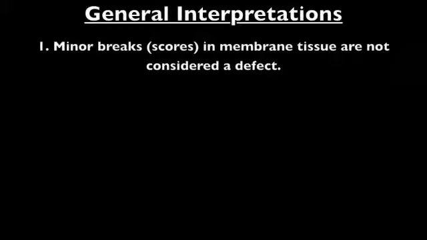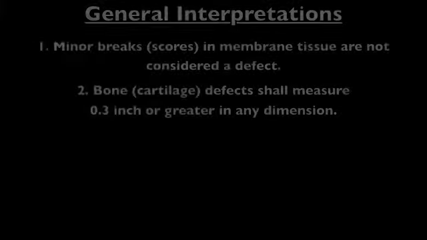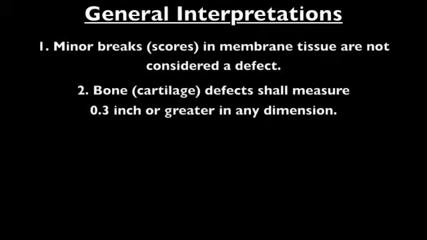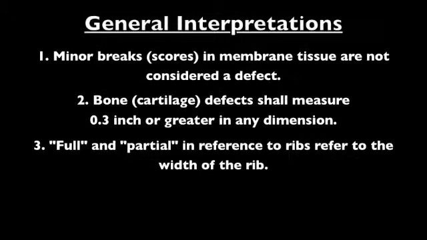General interpretations. Minor breaks or scores in membrane tissue are not considered a defect. Bone or cartilage defects shall measure 0.3 inches or greater in any dimension. Full and partial, in reference to ribs, refer to the width of the rib.